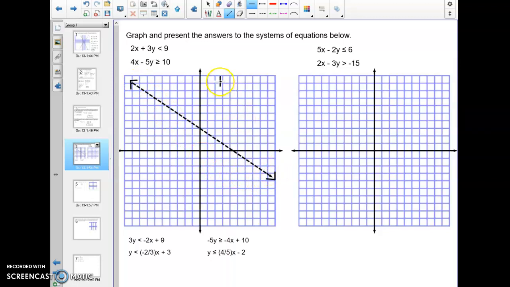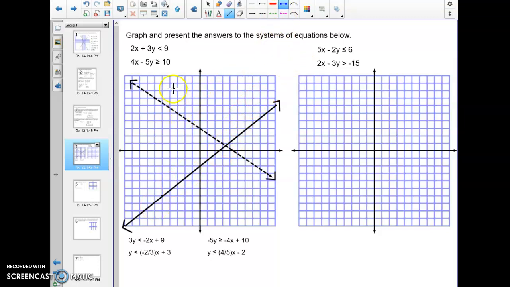My second line, 4/5 x minus 2. So negative 2 is my y-intercept. Then I count the slope: up 4, over 5, and repeat. This is a solid line. We start here and go through. Okay, and now we have to shade.